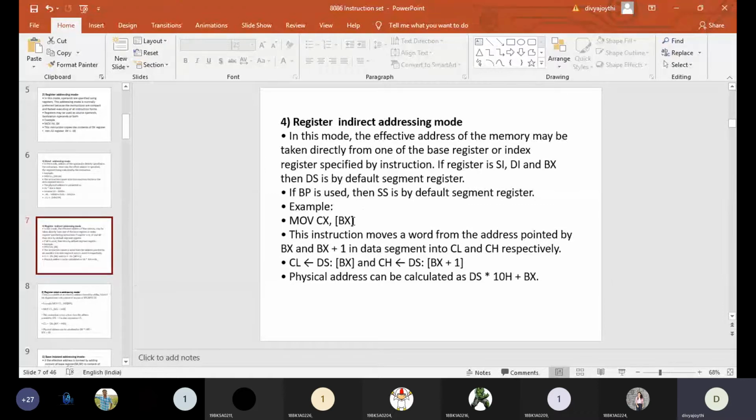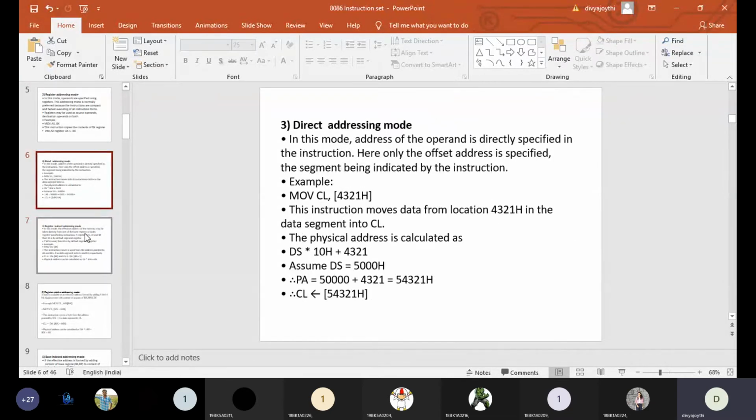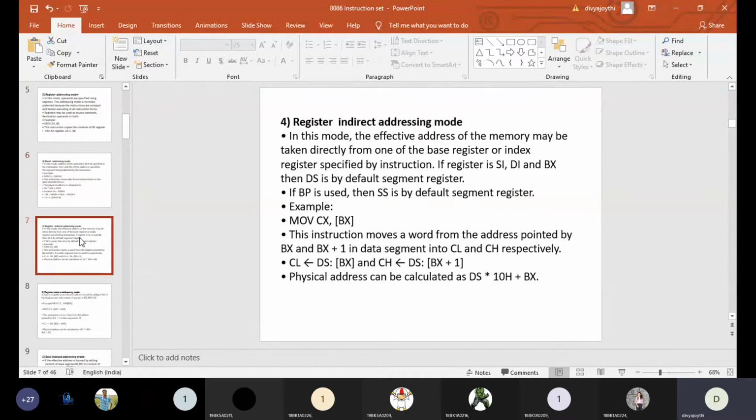Don't get confused between this type of addressing mode and that type of addressing mode. In direct addressing mode, the offset address of the data is directly specified in the instruction, whereas in register indirect addressing mode, the offset address is present in a register and that register is specified in the instruction.